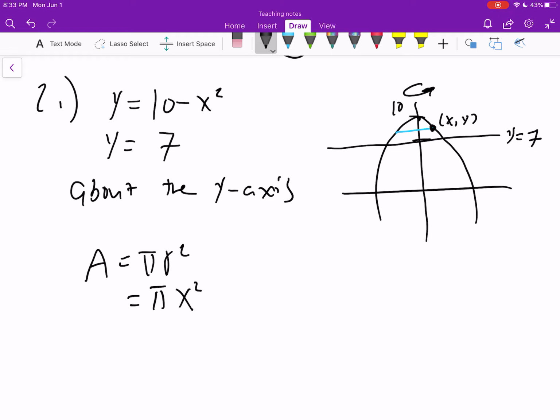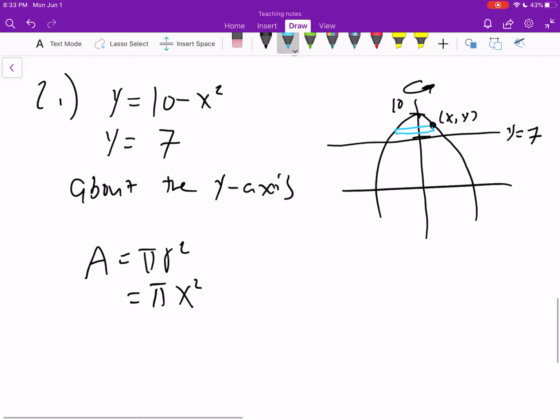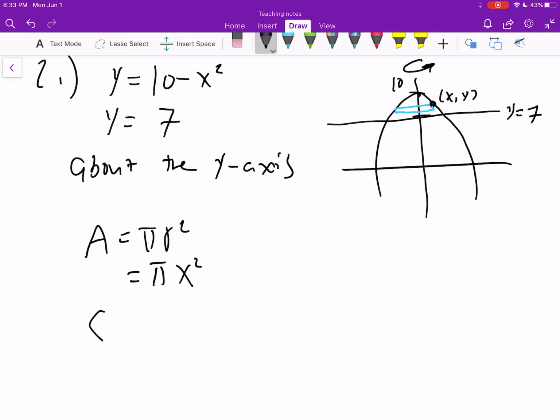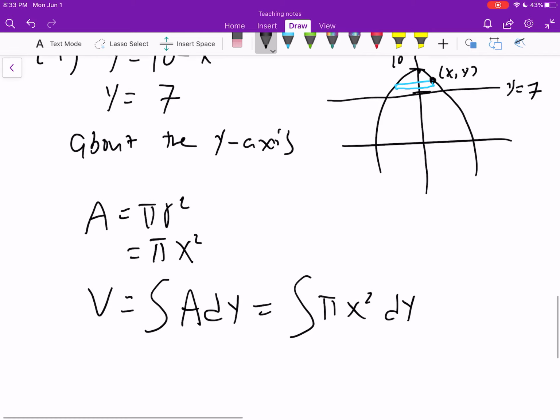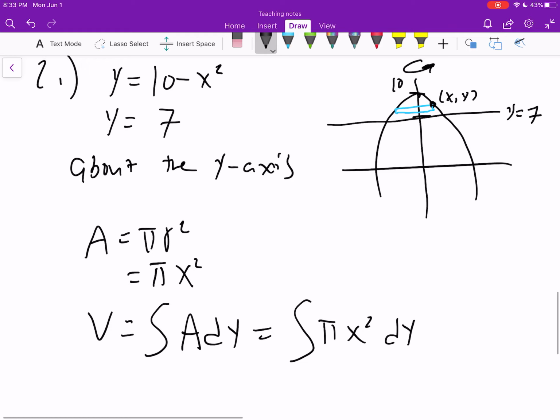So what is going to be my integration variable? You should notice that when I make these discs and give them a little volume, it extends in the y direction. Because it extends in the y direction, I'm going to integrate dy. So the volume is the integral of area dy. If I plug in, I'm going to have pi x squared dy, but this doesn't work. I can't have x squared in my integral and also have a dy there, because it's telling me to integrate with respect to y.